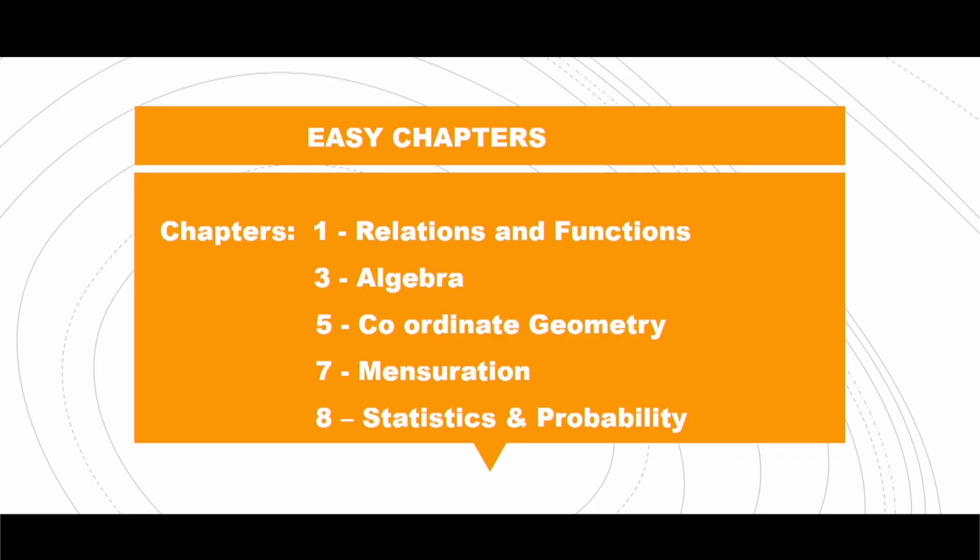Then algebra, some of you may think it's tough. It's not a tough one, easily you can study that. Algebra, then coordinate geometry, chapter 5. Then chapter 7, mensuration. Then chapter 8, statistics and probability. These 5 chapters are very easy chapters, anyone can study, if you put some effort and write and see each and every question.